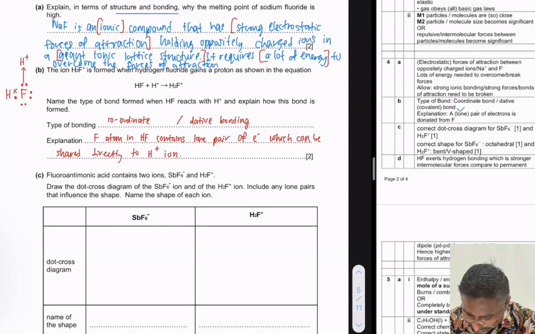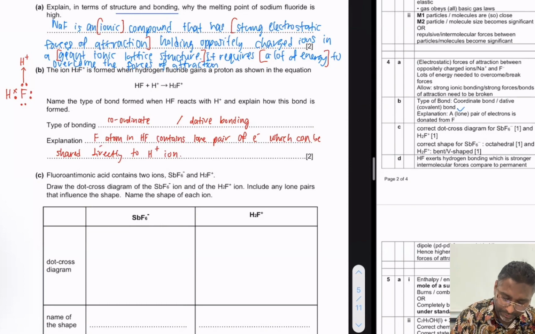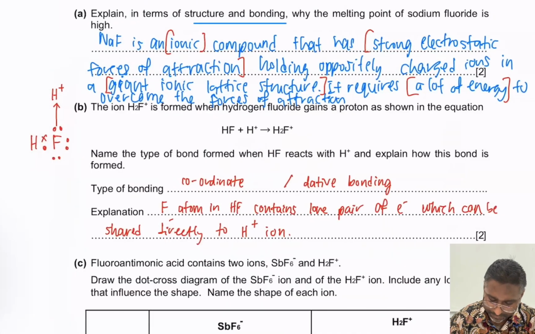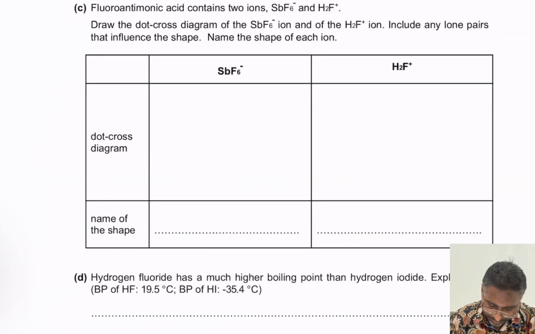Explanation: a lone pair of electrons is donated from F. So it's okay already. The F atom donates the lone pair directly to H plus, or shared directly, so it's okay. 2 marks. Now, let's move on.